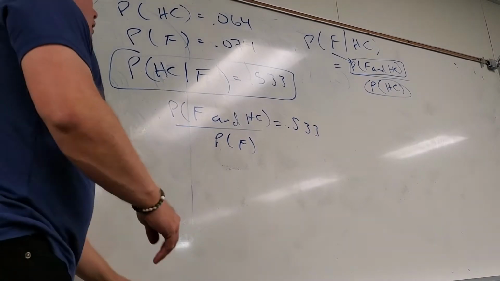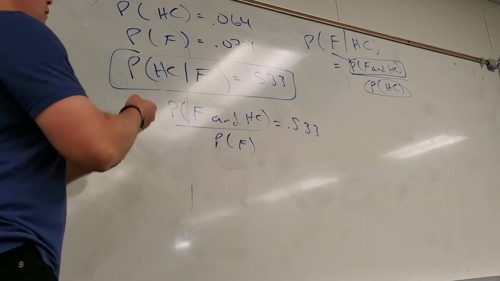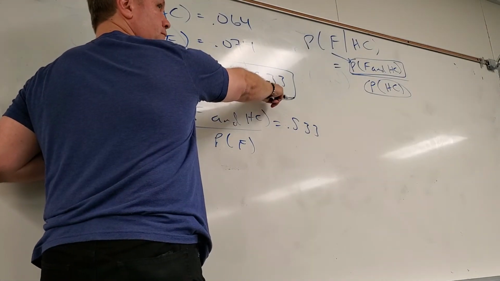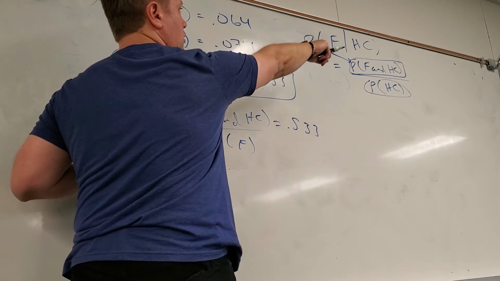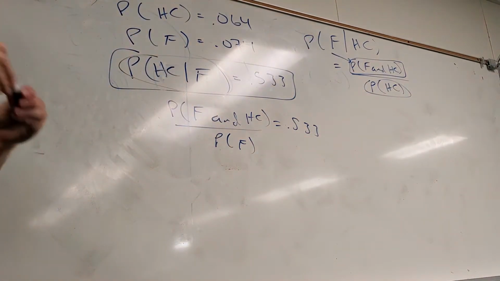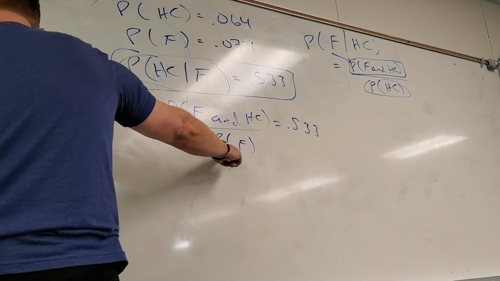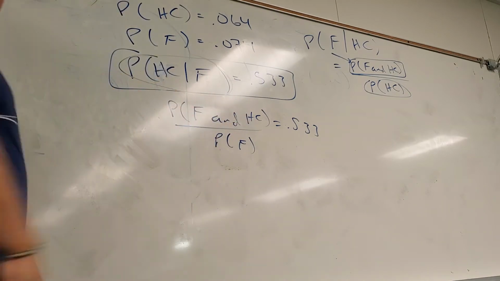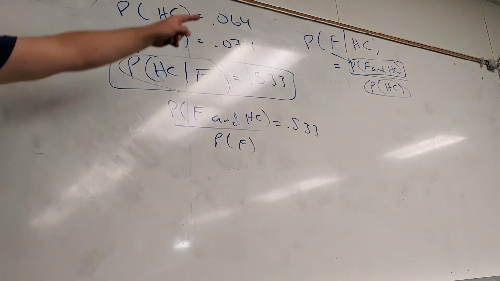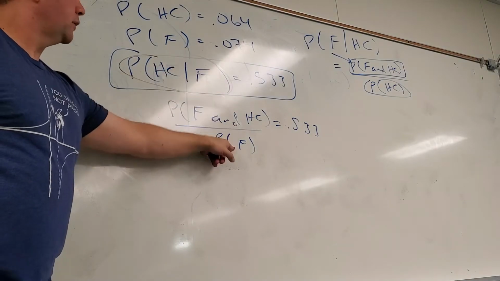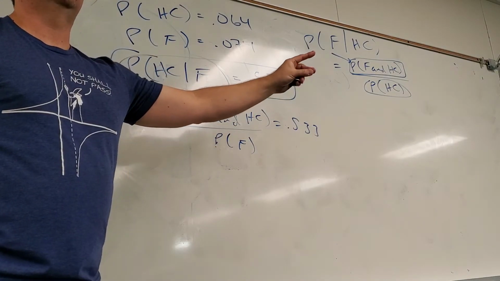No. What's happening? I know that this is 0.533. What does that formula need that I don't know? The and, right? How would I get the and? Well, do I know P of F? Put that in, solve for this. That formula needs the and. I can get the and if I put that in and solve for it. I can see what it is.